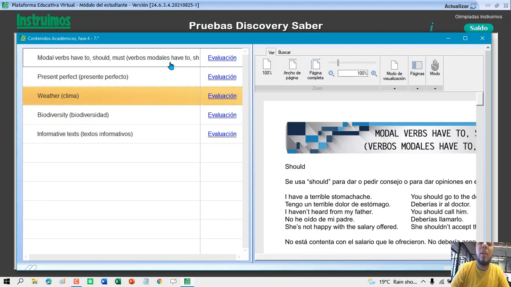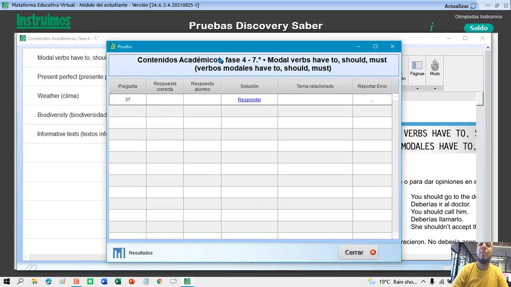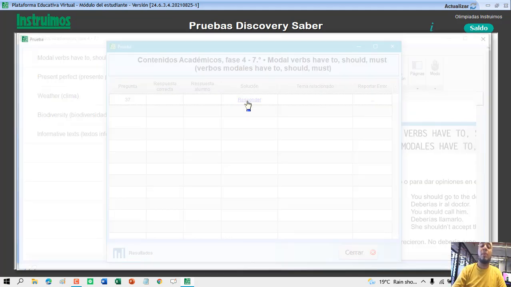So first, let's click on this modal verbs test. Okay, we're going to click on evaluación. Okay, and we're going to have just one question in here. And this is question number 37. Click on this one, okay?